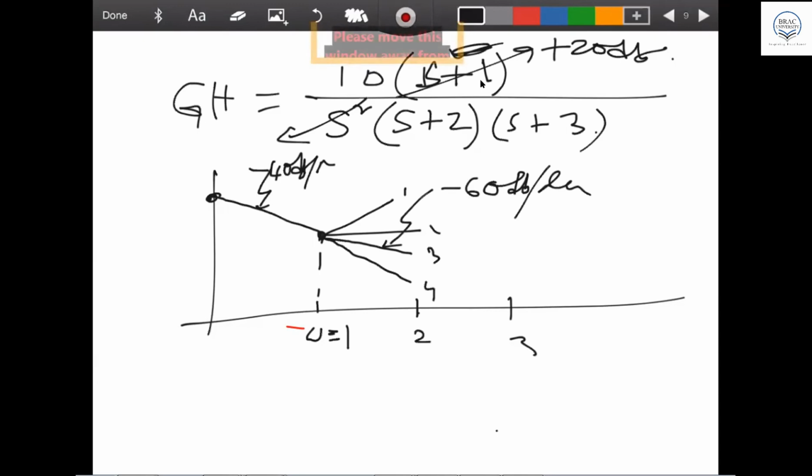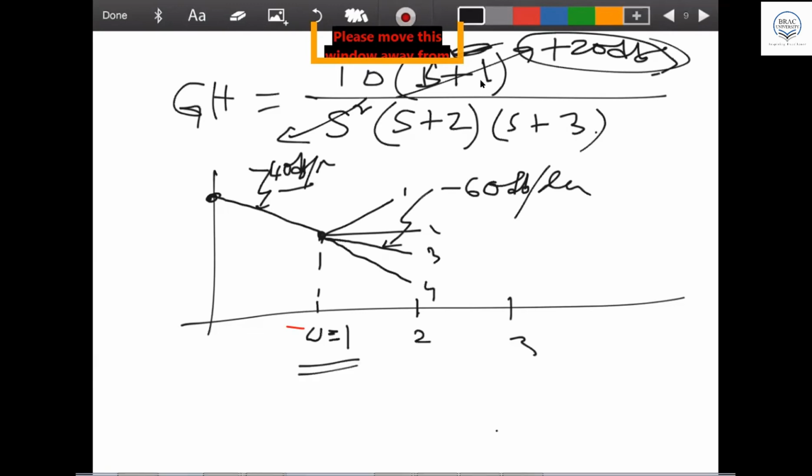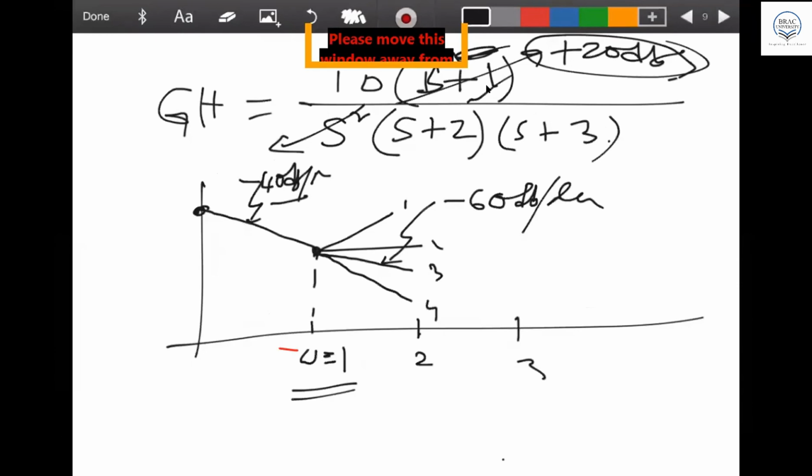This is minus 40, and you are adding a plus 20 dB with this, right? So omega 1 is coming from this. If minus 40 is adding with plus 20, will it be minus 60? No, sir. Minus 20 dB per decade. Okay, it is minus 20 dB per decade.